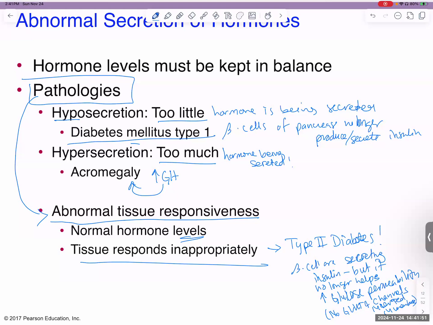I'm getting sloppy. Sorry, guys. So this is a problem just like hyposecretion, but it's different, right? Because hyposecretion, that's type 1, those cells no longer produce insulin and secrete it. Type 2 is an abnormal tissue response where insulin is binding to the receptor on the cells, but it's not bringing those GLUT4 protein channels to the cell membrane. So permeability is not increased for glucose. Glucose can't make it into the cell. Both result in an increase in glucose levels in the blood and a decrease in glucose levels within the cells.